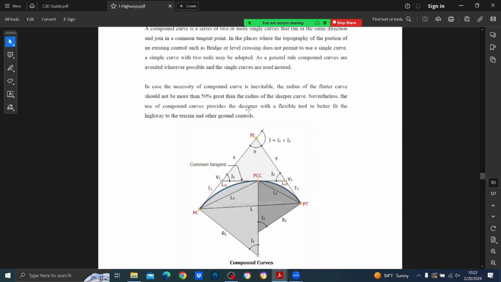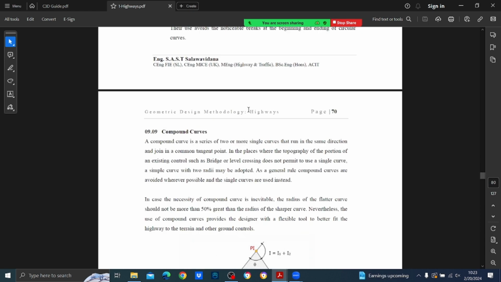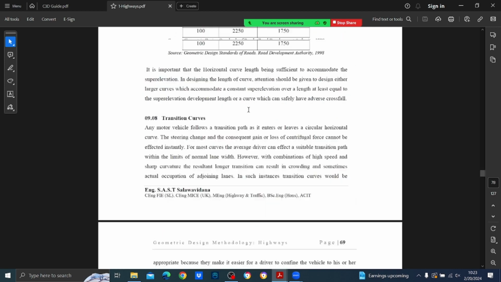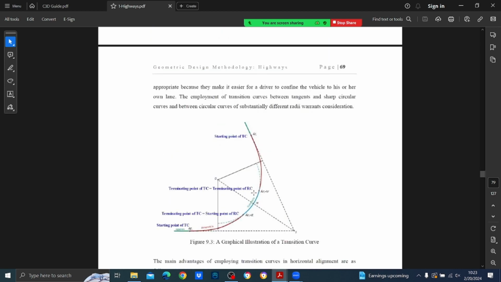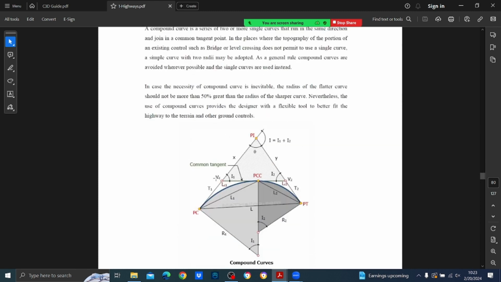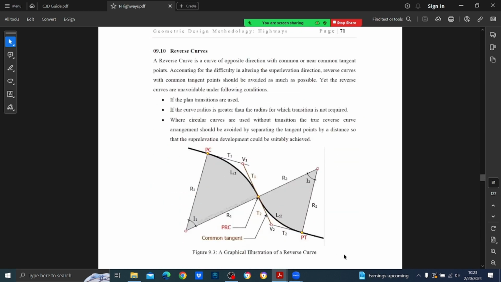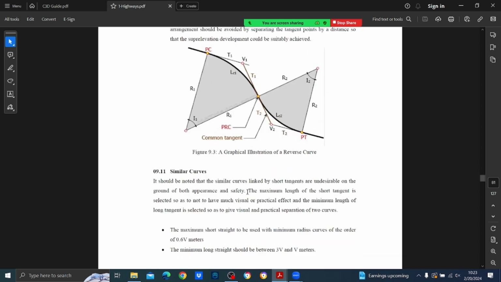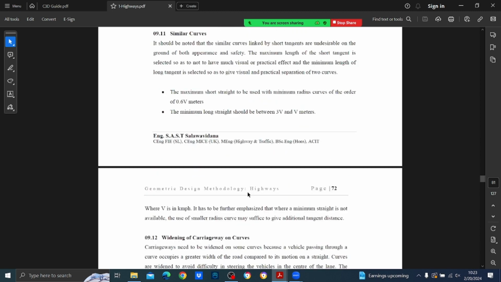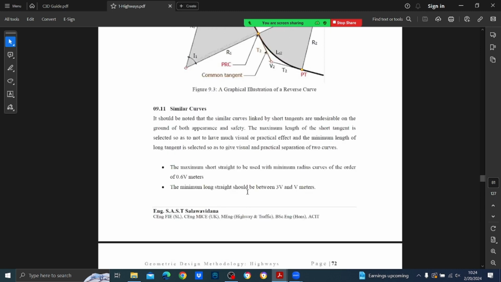I think this theory part is done. Now we have to think about the types of curves. Simple curve, transition curve, of course we are not using in this series. Compound curve is two curves in the same direction but the radii are different, and the reverse curves are two curves in the opposite direction with different radii, or can be similar radii as well. Similar curves are something like two curves in the same direction connected with a small tangent.